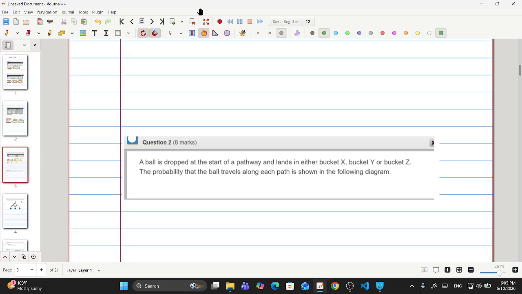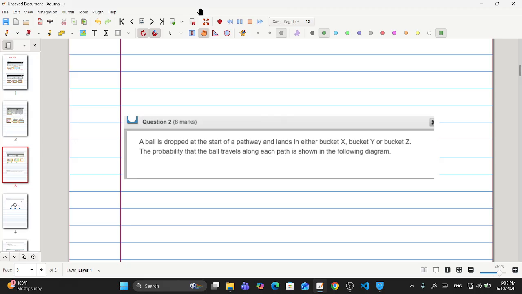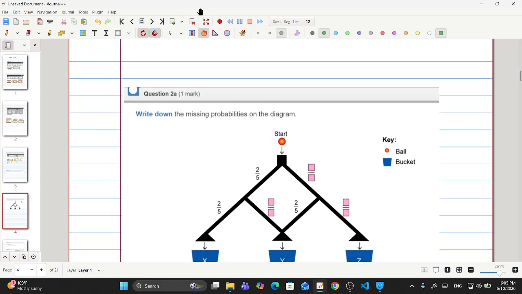A ball is dropped at the start of the pathway and lands in either bucket X, Y, or Z. The probability that the ball travels along each path is shown in the following diagram. So there are three possible total probabilities: X, Y, and Z. Let's check.